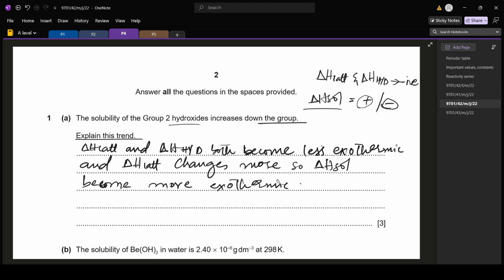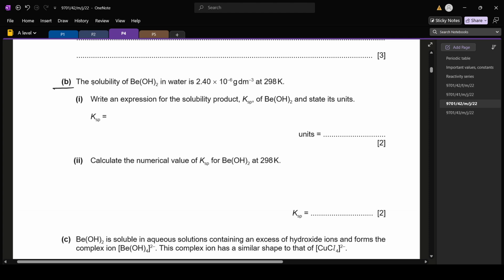And the equation which relates these is: the enthalpy change of solution is equal to the hydration enthalpy minus the lattice enthalpy. So this is the equation which relates these three. Okay, moving towards the next part, B. The solubility of barium hydroxide in water is 2.4 times 10 to the power minus 6 gram per dm cube. Write an expression for the solubility product Ksp of barium hydroxide.